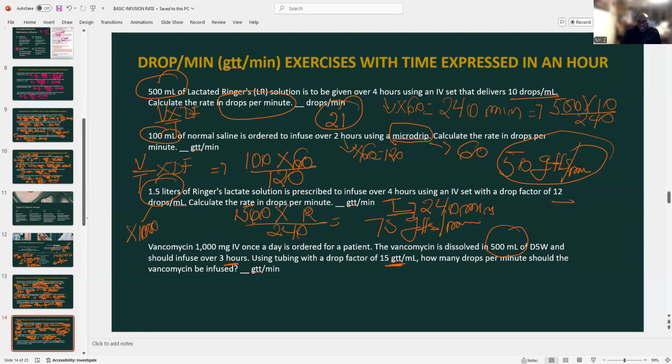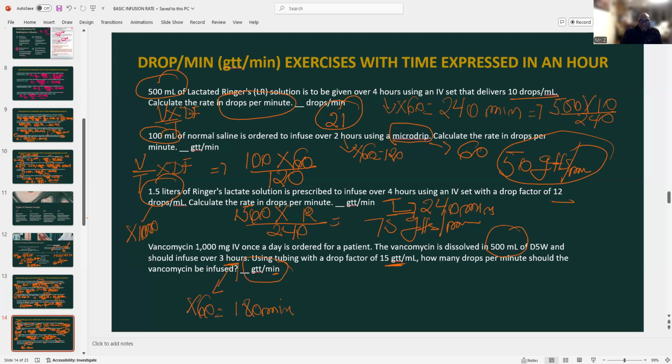My volume is in milliliters, yes. The time is in hours. The time must be in minutes because we are looking for drops per minute. This "minute" right there is telling you that your time must be in minutes. Since my time is in hours, I multiply that by 60. Now my new time will be 180 minutes.